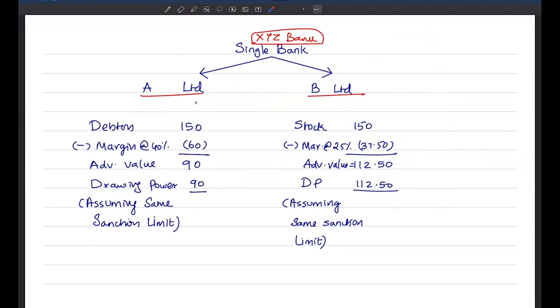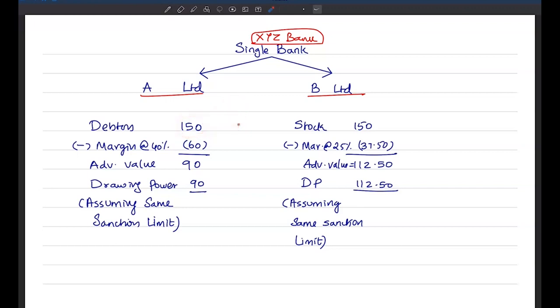And this A Limited will present this data. Let's say the margin is 40%, that is deducted, which is 60. 150 minus 60, you get 90, that is the advance value. I'm assuming the sanction limit is also the same, 90 million. So 90, whichever is lower, that is going to be the drawing power, and in this case this 90 million itself is the drawing power. Here if you notice, already this 150 is inflated by 50. At that point itself, the bank is at a huge risk.